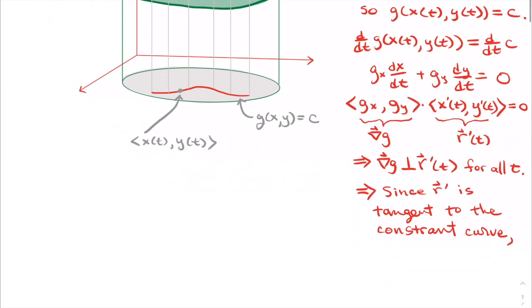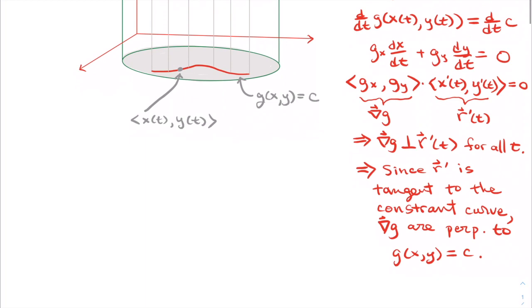that tells us the gradients of g are perpendicular to the constraint curve, which is g of x y equals c. And this is always true. Okay, that is something we said previously.